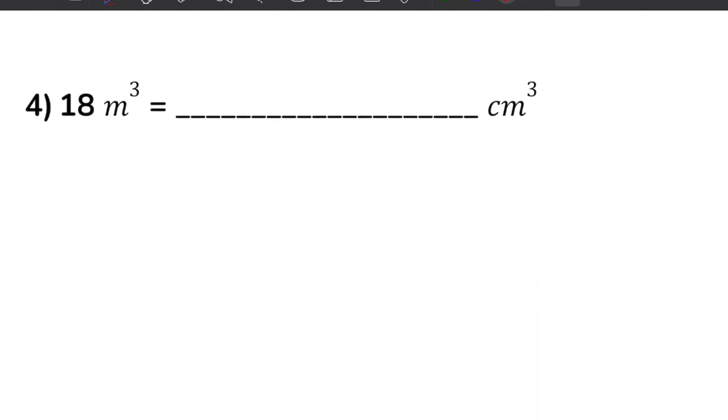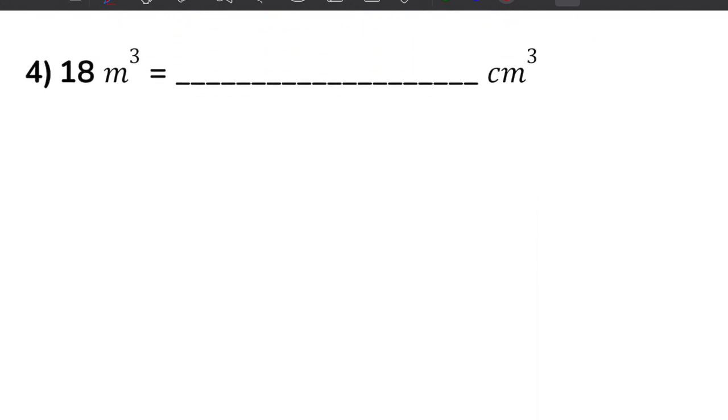Okay, let's do another example. We're going from meters cubed to centimeters cubed. So we've done a question like that earlier already, but the more practice, the better here. So let's write the conversion factor. 1 meter is equal to 100 centimeters.